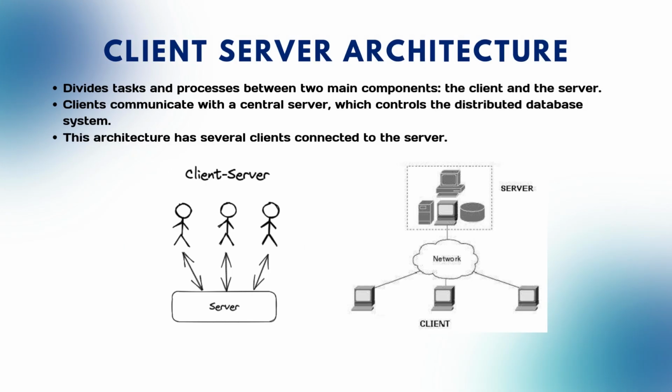Client-server architecture is a fundamental design model used in distributed database management that divides the tasks and the process between two main components known as the client and the server. Clients communicate with the central server, which controls the distributed database system. This architecture has several clients and servers connected. The server is in charge of maintaining data storage, controlling access, and organizing transactions, whereas the client sends a query and the server, which is available at the earliest, will help solve it.